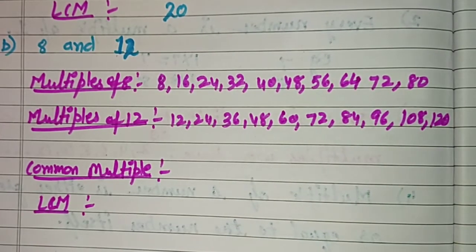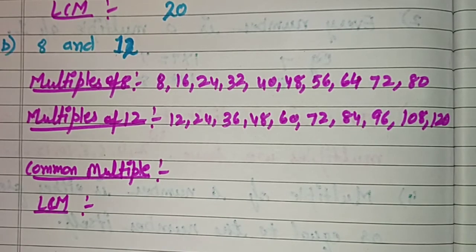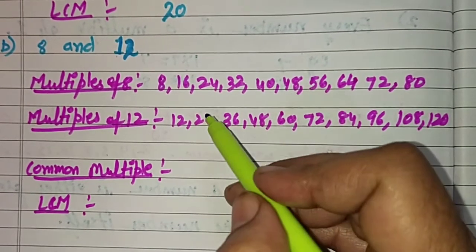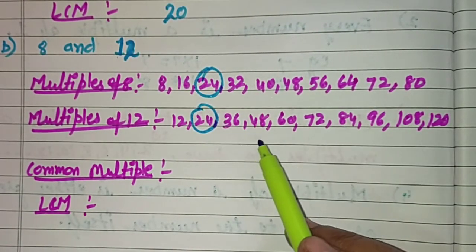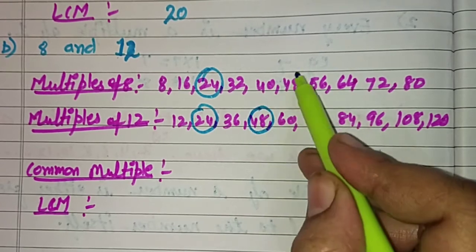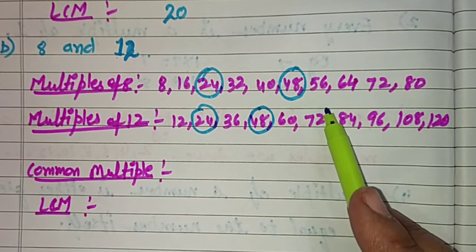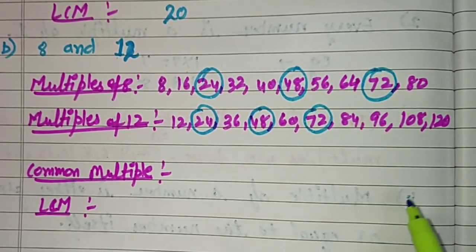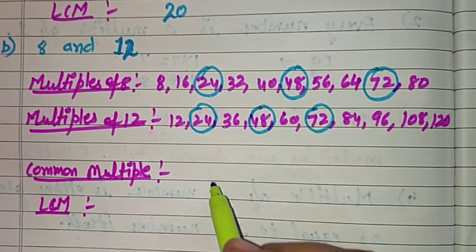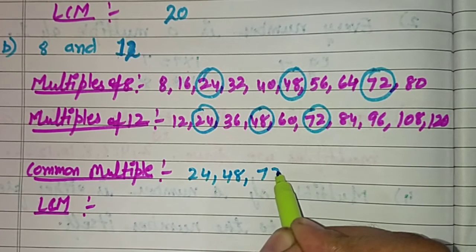So I have written the table till 10, multiple of 8, multiple of 12. Now I need to find the common ones out of it. So I can see 24, the first common. Then after that I can see 48 is also common between these two. After that 72, yes, 72 is there. So these are the common ones. So I'm going to write it here, 24, 48 and 72.